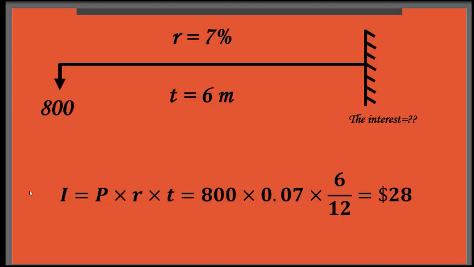So I equals B times R times T, 800 times 7% times 6 over 12, which is equal to $28. Note that we divided 6 over 12 because the rate is an annual rate.